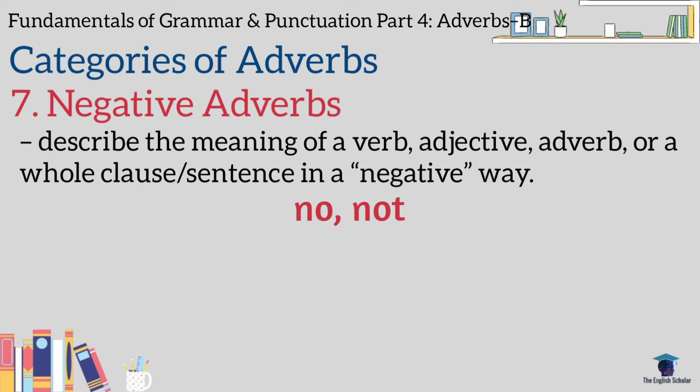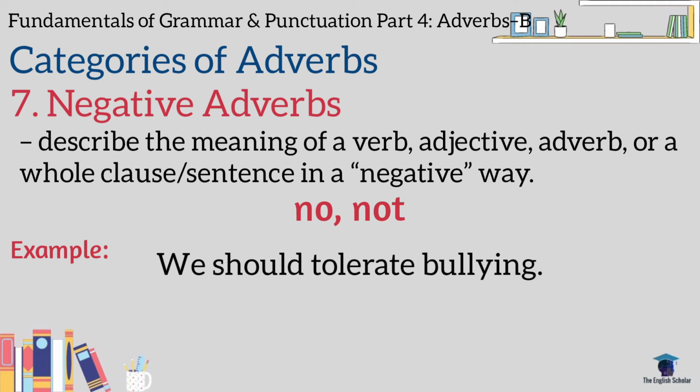No and not. Many scholars say that the words no and not should not be classed as adverbs, but most grammarians, on the other hand, would argue that they should be. Let's find out why. We often use either no or not to make a certain statement negative. For example, we have the sample sentence, we should tolerate bullying. This sentence tells us that we can and we could tolerate bullying by doing so.